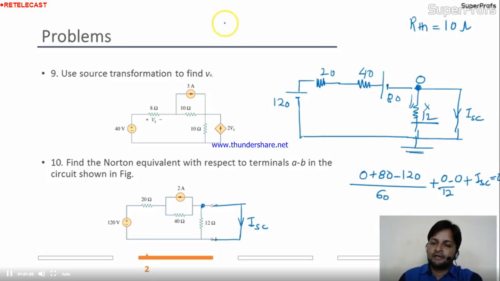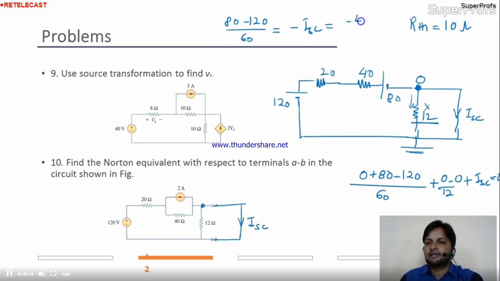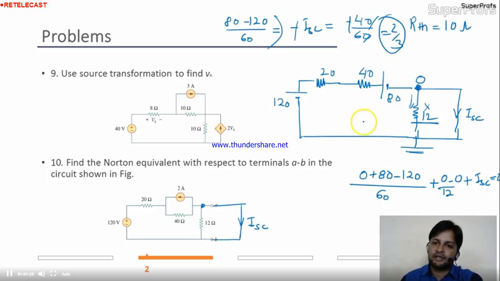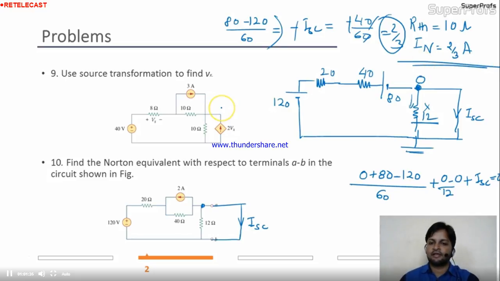So finally, we have 80 minus 120 divided by 60 is nothing but minus ISC. So ISC is nothing but minus 20, it will be minus 40 divided by 60. This minus will become plus, and this is 2 by 3. 2 by 3 is nothing but my current. So my IN is nothing but 2 by 3 ampere. This is nothing but the Norton equivalent circuit.